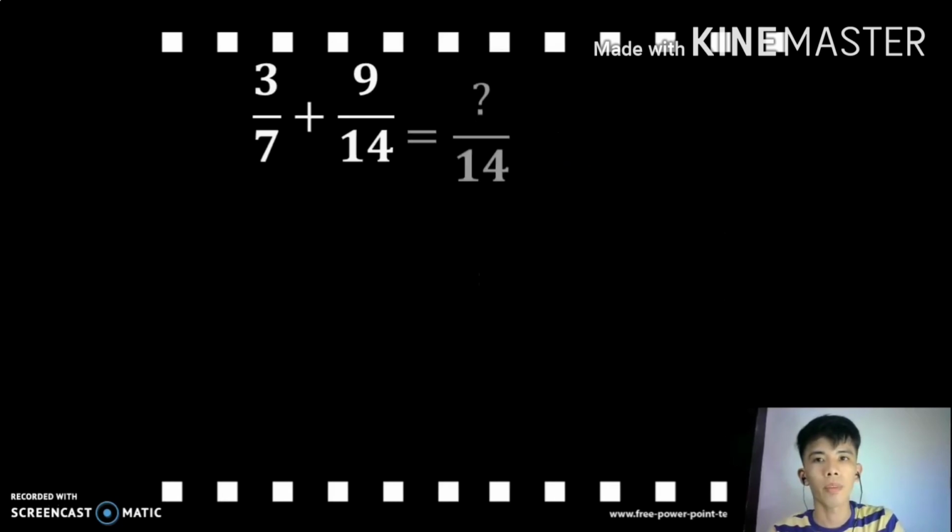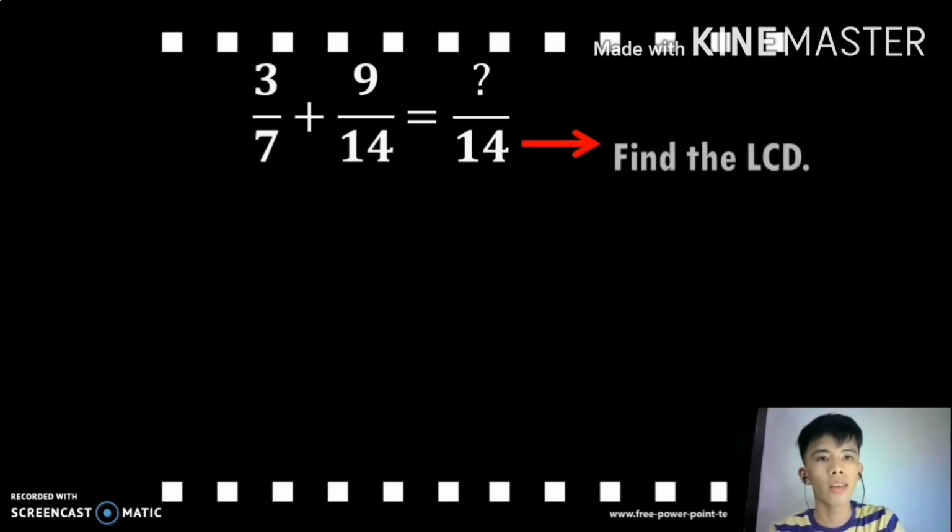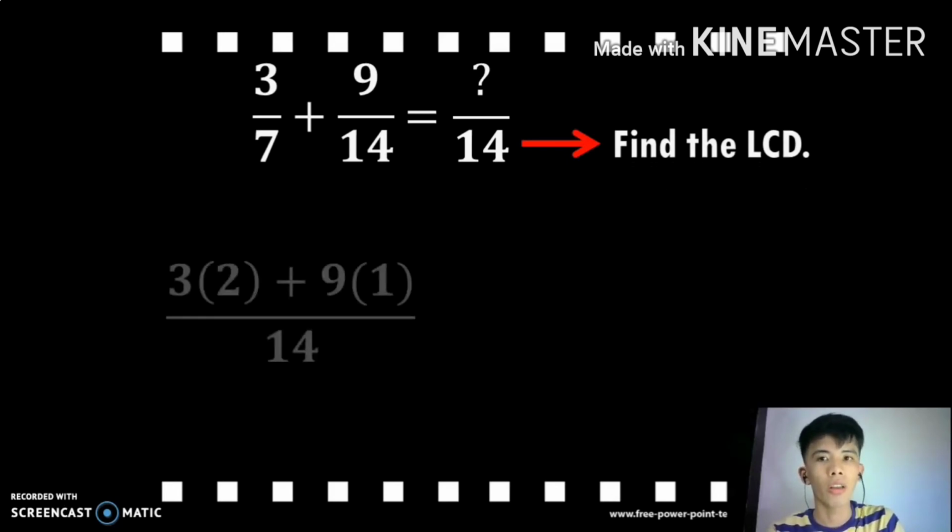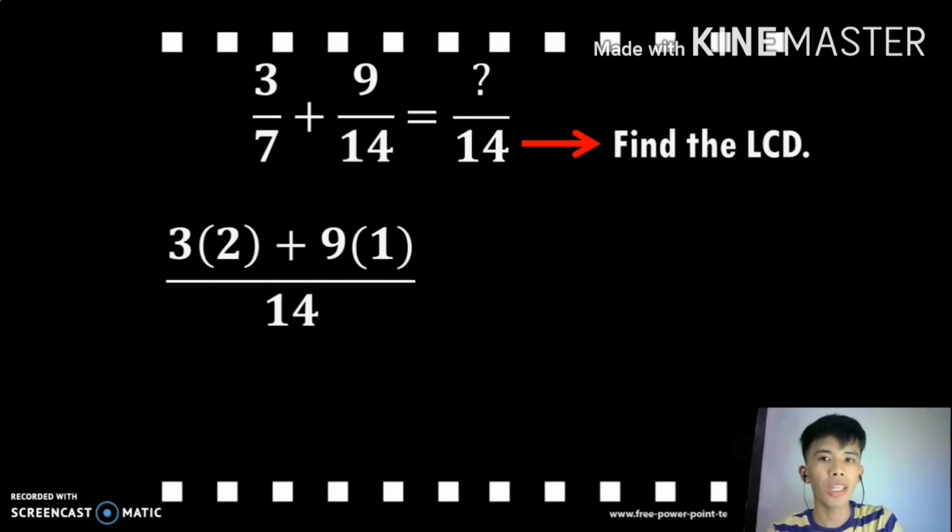Next. Okay. 3 over 7 plus 9 over 14 is equal to, ano ang kanilang LCD? So, the LCD is 14, since 14 can be divided both by 7 and 14. So, paano ito nakuha? 14 divided by 7 is 2. Diba? Kaya, 7, yun. Lalagay dun yung 2.